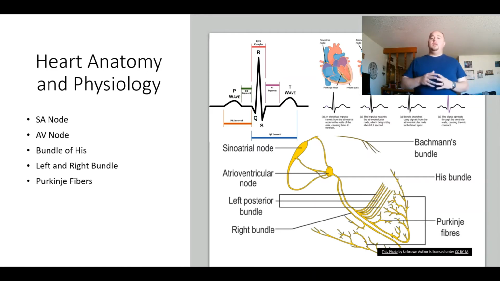And so when you get into more advanced settings, we understand that the SA node is the pacemaker of the heart, and the AV node is the junction between the atria and the ventricles. If these are not doing their job, the other ones are going to take over. If the SA node's not firing, the AV node's going to fire. If the AV node doesn't fire, the ventricles are going to fire, and so on and so forth. And that's how we get different rhythms.